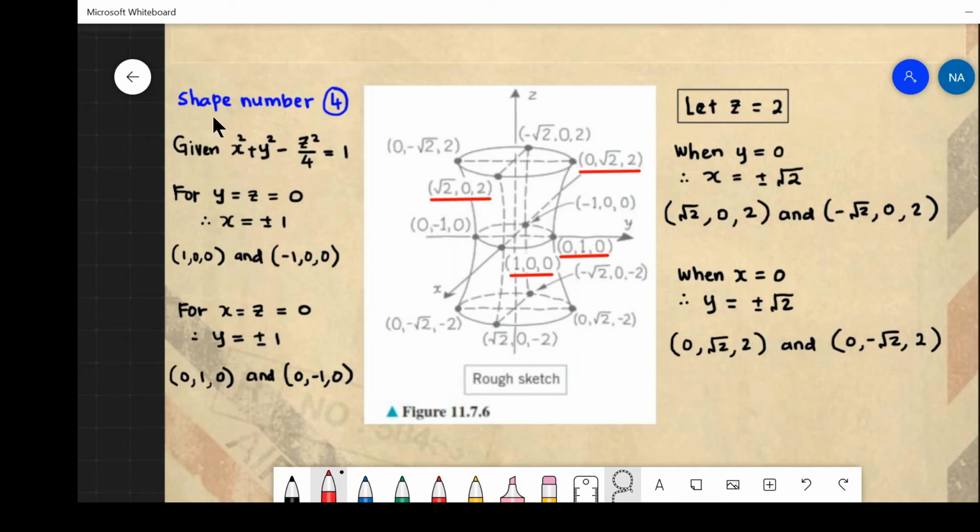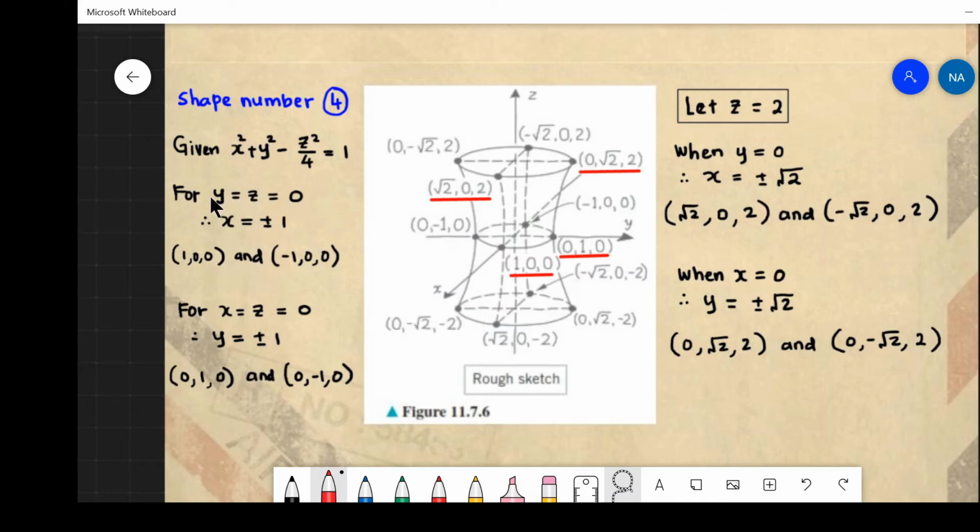If we refer to the type of the surface, this is the shape of number 4, and this is the given equation. So now look carefully here. For this point, we have 1, 0, 0, correct? For this point, the X is moving, however the Y and the Z are not moving anywhere. So that is why we have this.